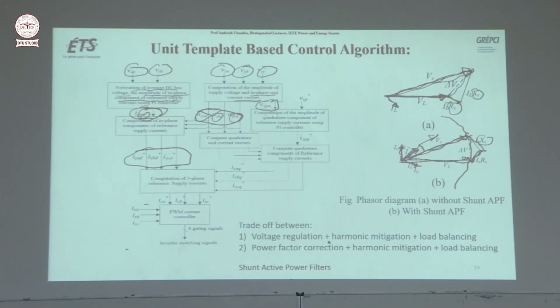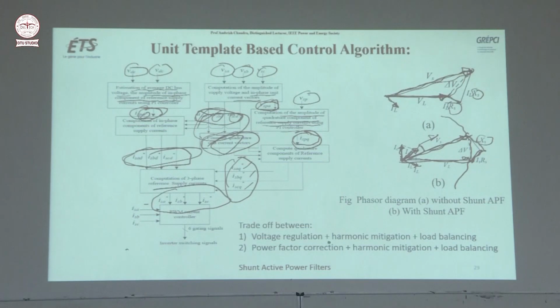But you also calculate the quadrature of this and multiply it with this, because you have the estimated amplitude of the source voltage and the required one. This is the computation of the amplitude of the quadrature component of the reference supply current. This quadrature amplitude is multiplied by the quadrature unit vector, which gives the reference of the source quadrature current for phase A, phase B, phase C, and these two together give the reference of the source current.